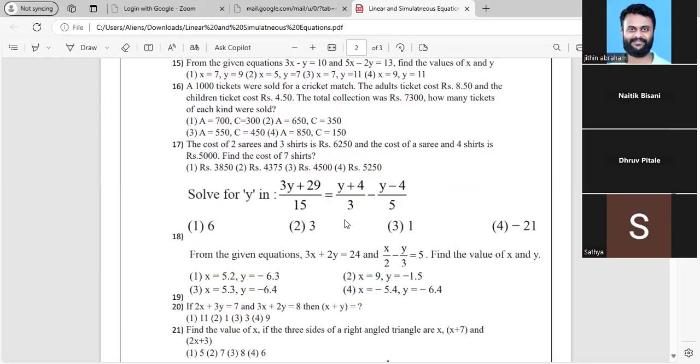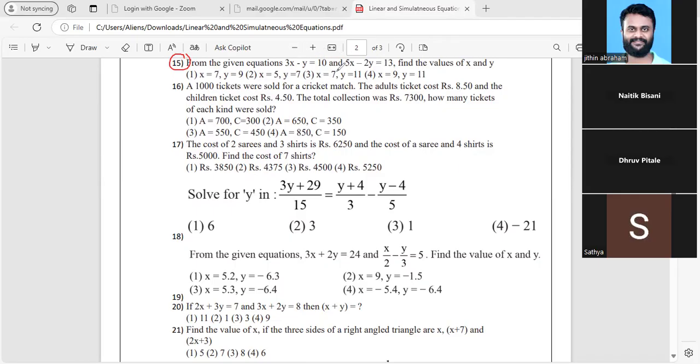So yeah, the question says something like this. Here our 15th question. From the given equations, 3x minus y is equal to 10 and 5x minus 2y is equal to 13, find the values of x and y. So obviously this is a quadratic equation we'll have, sorry, this is a simultaneous equation which we'll have to solve.